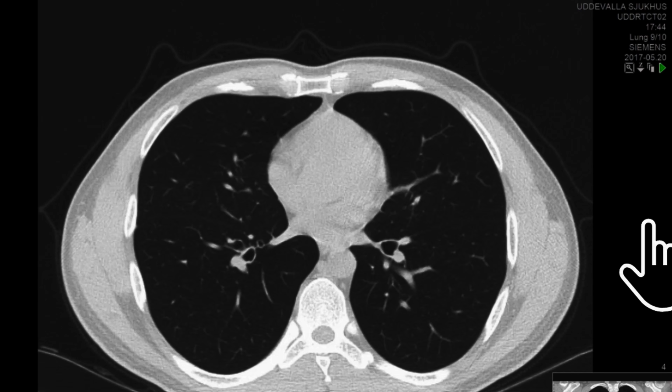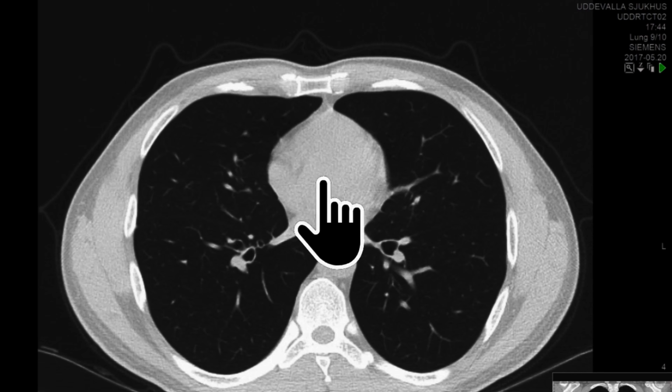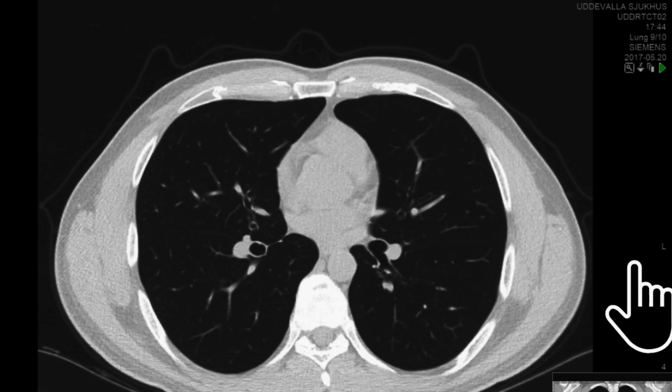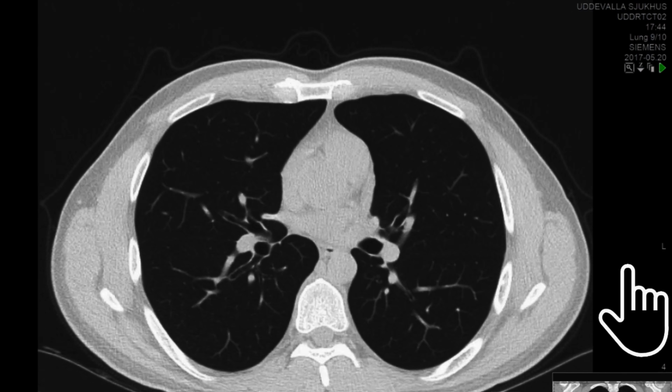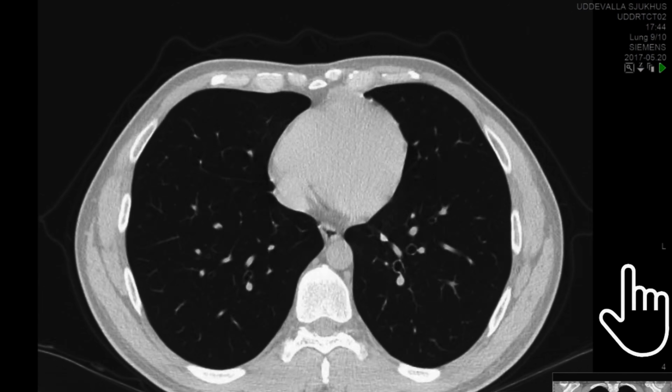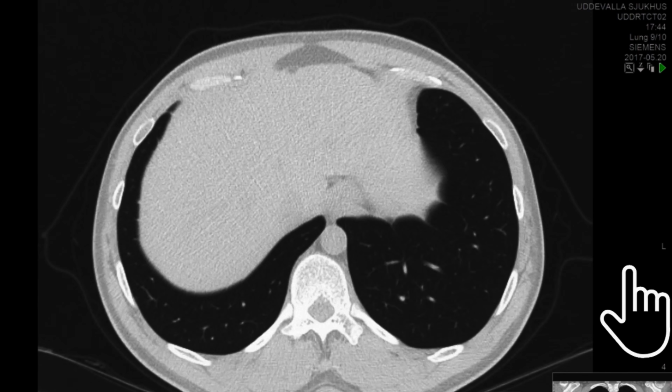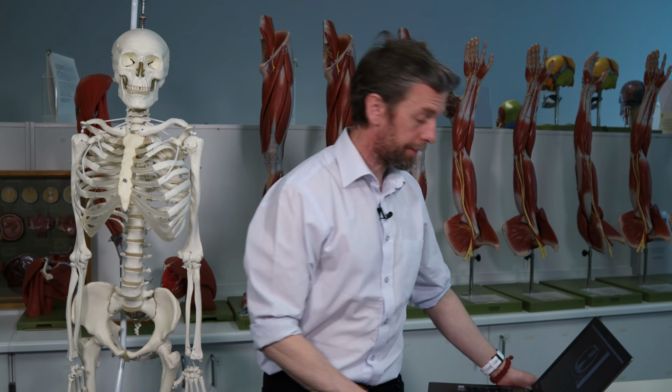Now, if we look in the heart, I said this was the right side and the left side, you can kind of see different ways of imaging this will show you this a little bit differently, but you can see some of the chambers of the heart, but I'm not going to go into that today. I think we've done more than enough.